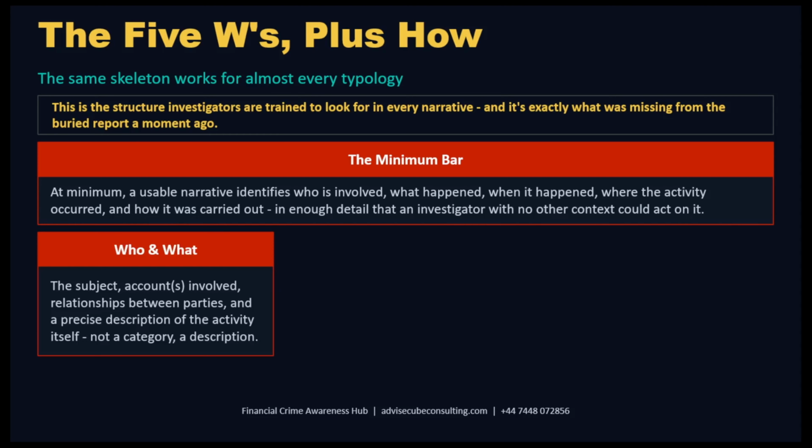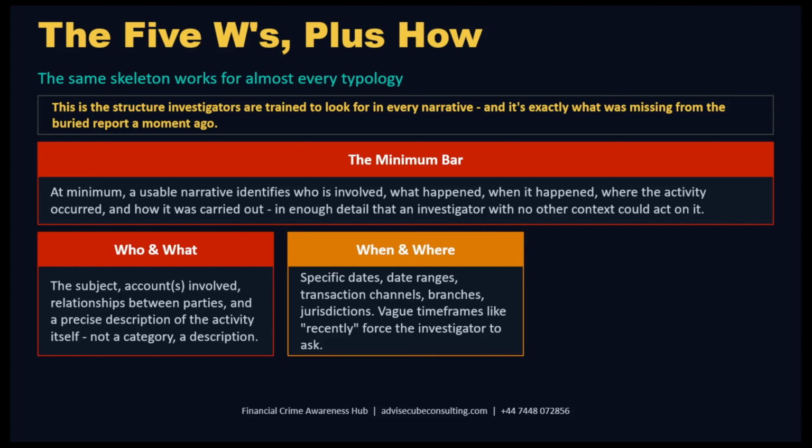So first thing, who and what: the subject, the accounts involved, the relationships between parties, and a precise description of the activity itself. Not a category, not "suspicious transaction", but a description of what actually happened. The next thing is when and where.